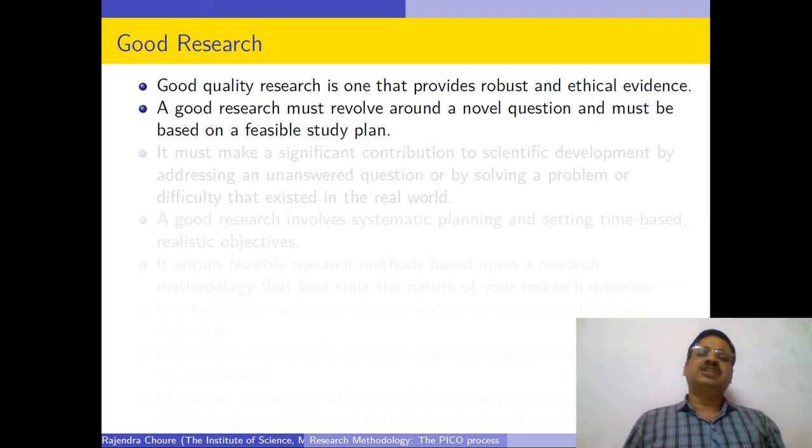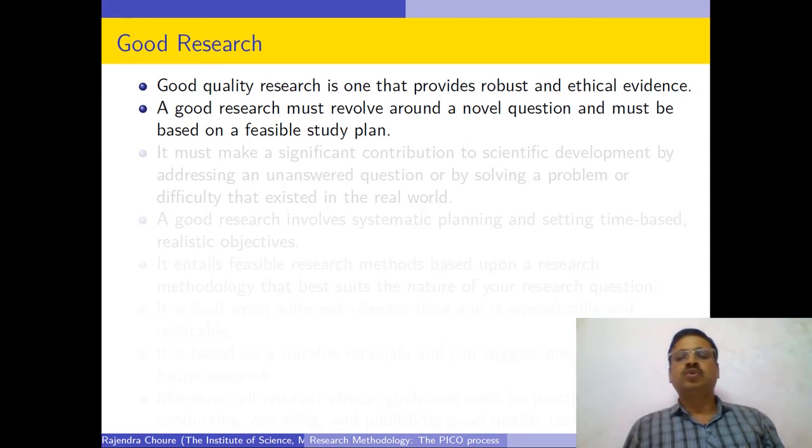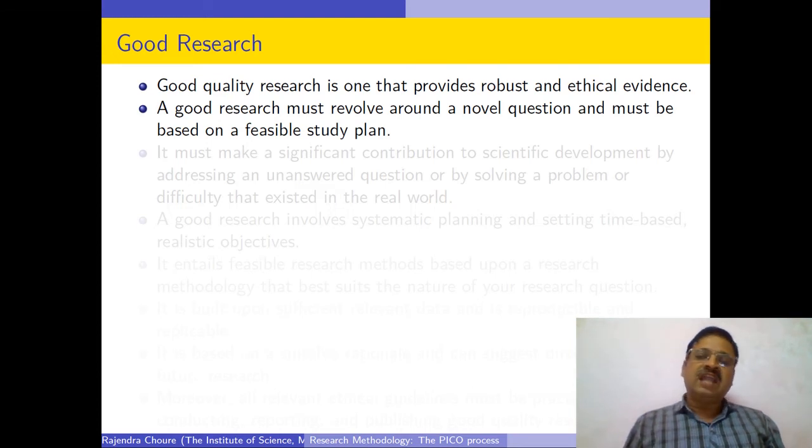A good research must revolve around a novel question and must be based on a feasible study plan. Novel question is slightly a misnomer, an ambiguous term. The novel question can be an old question also, but you have to look at it from a novel perspective. You shall explore novel phases of the problem, then it will become novel. And that question you have to base on a feasible study plan, then only your research will be successful.